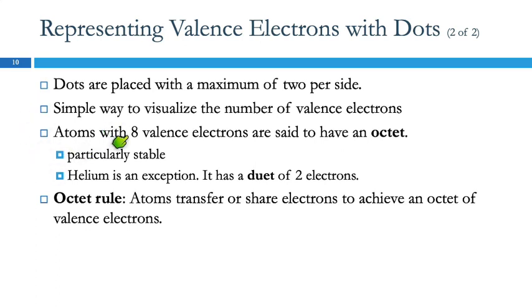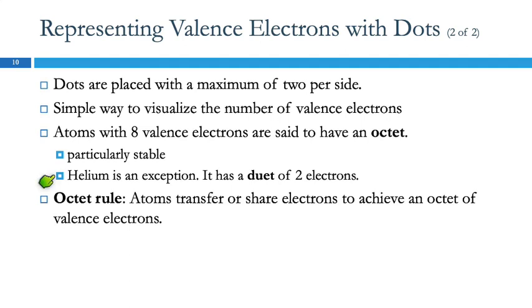So atoms that have 8 valence electrons, that's going to be 2 on the top, 2 on the bottom, 2 on the right, 2 on the left, are said to have an octet. 8 electrons, an octet. That's a particularly stable situation. The noble gases all have octets, and that's why they don't interact with anything, because they're just so full of themselves and so happy with just how they are, right? They don't need anybody else to fulfill them, right? They're just really stuck on themselves.